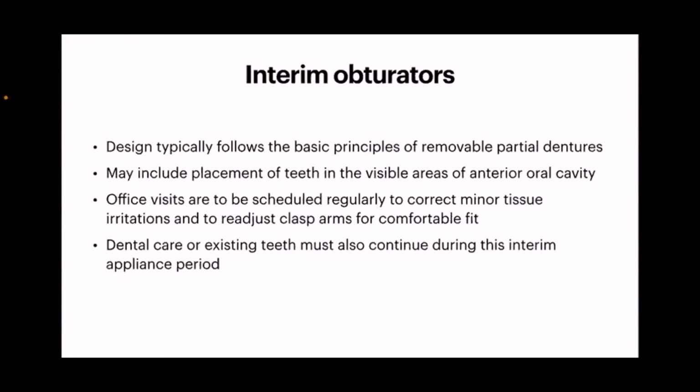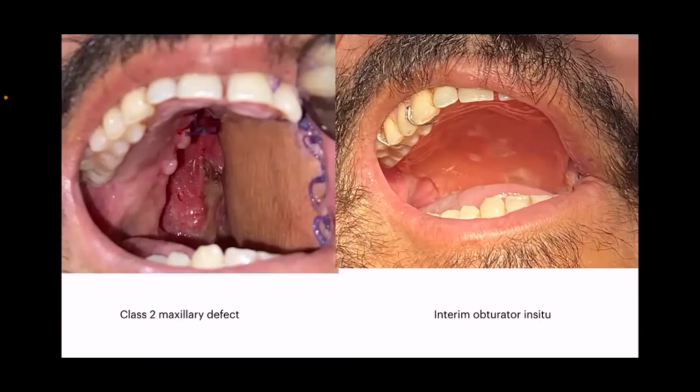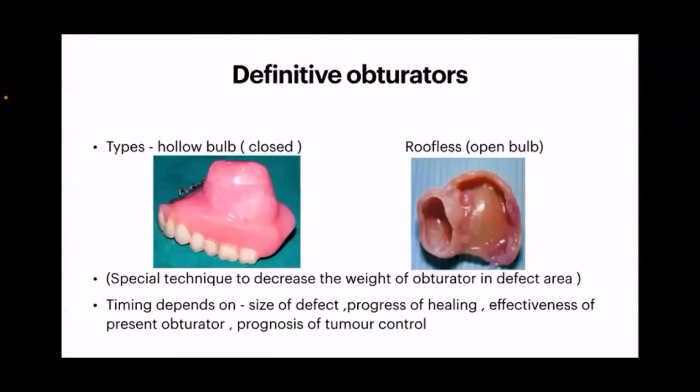In this patient with a class 2 maxillary defect, you can see how the obturator is placed, and it properly helps in sealing the palate area, which will help the patient in proper swallowing and speech. Definitive obturators are of two types, hollow bulbs and roofless. The bulb is a special technique to decrease the weight of the obturator in the defect area.